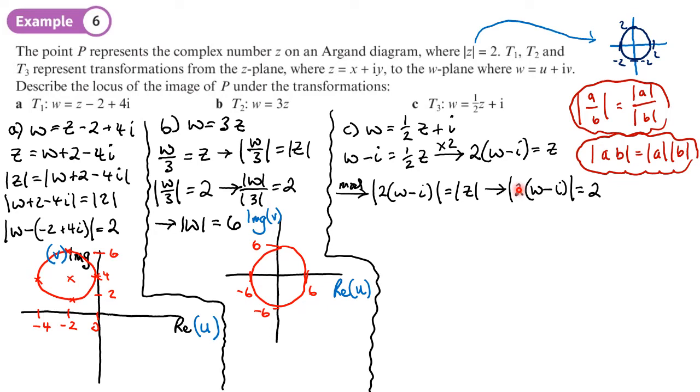Then from here, we can use this rule and split this up. We've got a product. So this can be written as the modulus of 2 times the modulus of W minus I equals 2. Then we'll divide both sides by the modulus of 2, which is just 2. So divide both sides by 2, and basically you've got the modulus of W minus I equals 1.